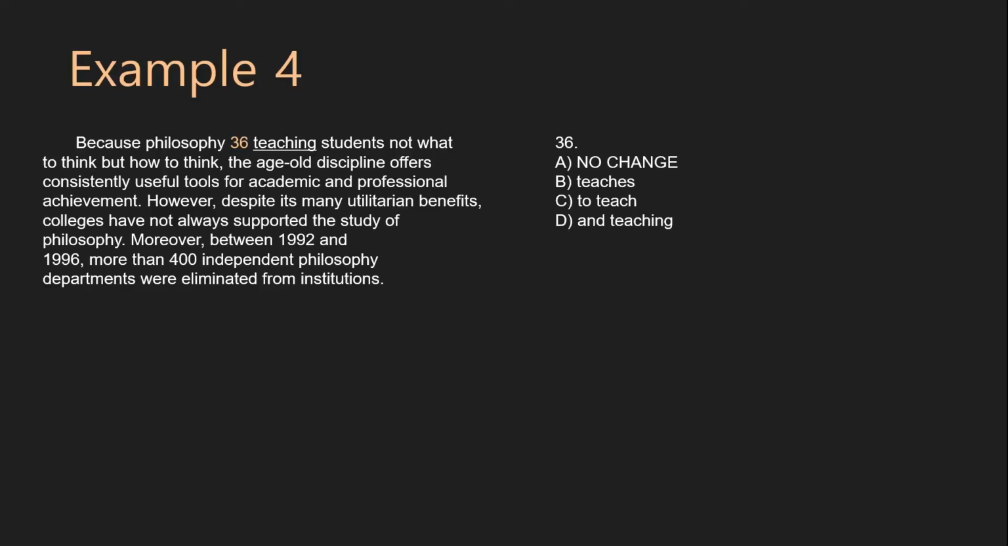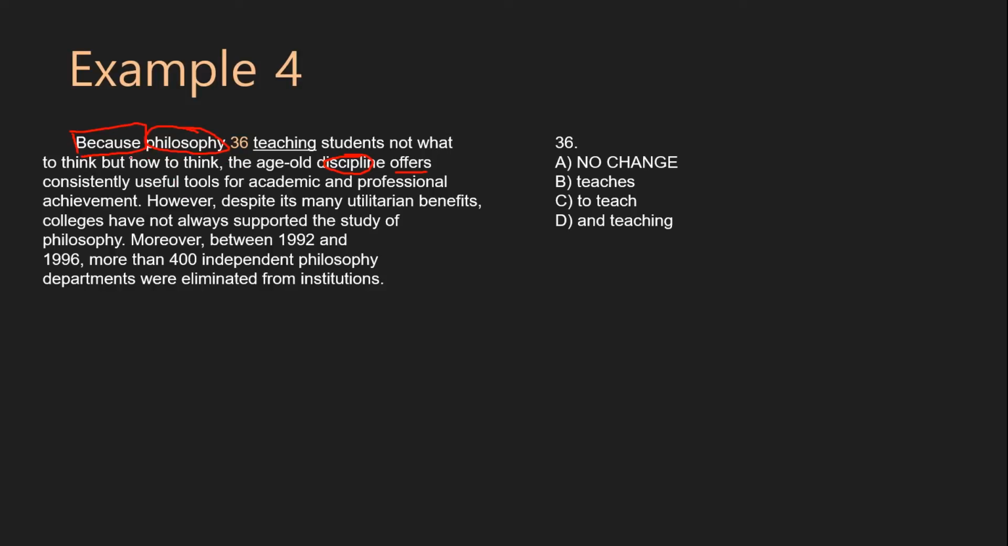Here's another example. Let's take a look at this clause up here. Because philosophy, now philosophy is the subject here, philosophy teaching students not what to think, but how to think. The age-old discipline, there's a subject. Offers, there's a verb, consistently useful tools for academic and professional achievement. Now, because there was a because here, it's a conjunction, I expected two clauses. I'm going to explain this in the next lesson where we talk about joining clauses.